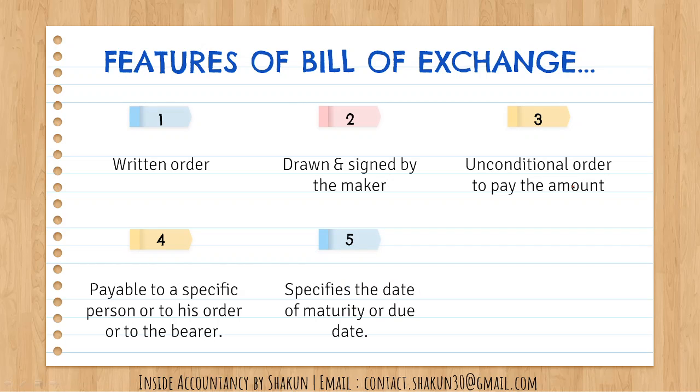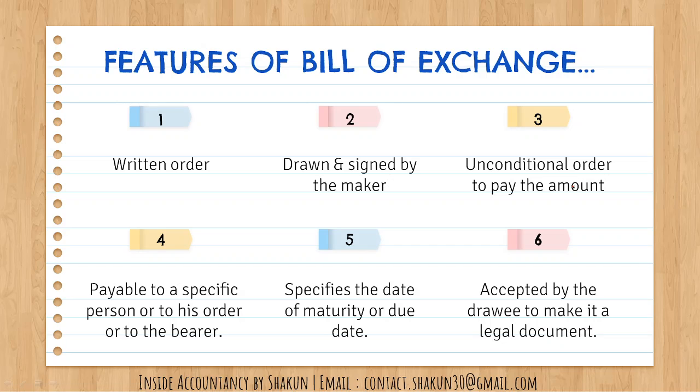Next is it specifies the date of maturity or the due date. That is the date by which the amount should be paid. Like in the example we had taken 3 months. So the bill was drawn at 3 months. After 3 months the payment should be made to the drawer, the maker of the bill.